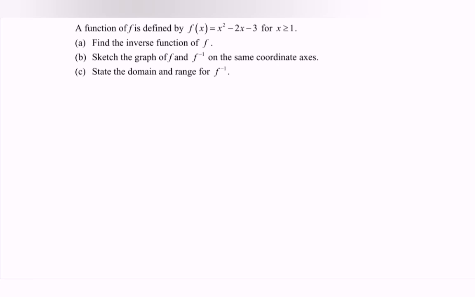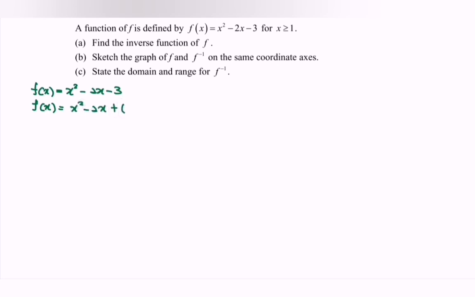Before we find the inverse function of f, my advice is to represent the function f(x) in the standard form, where we have to complete the square. So we have f(x) = x² - 2x - 3. Before we start completing the square, make sure the coefficient of x² is a positive 1. Here, it is already positive 1. Let's begin.